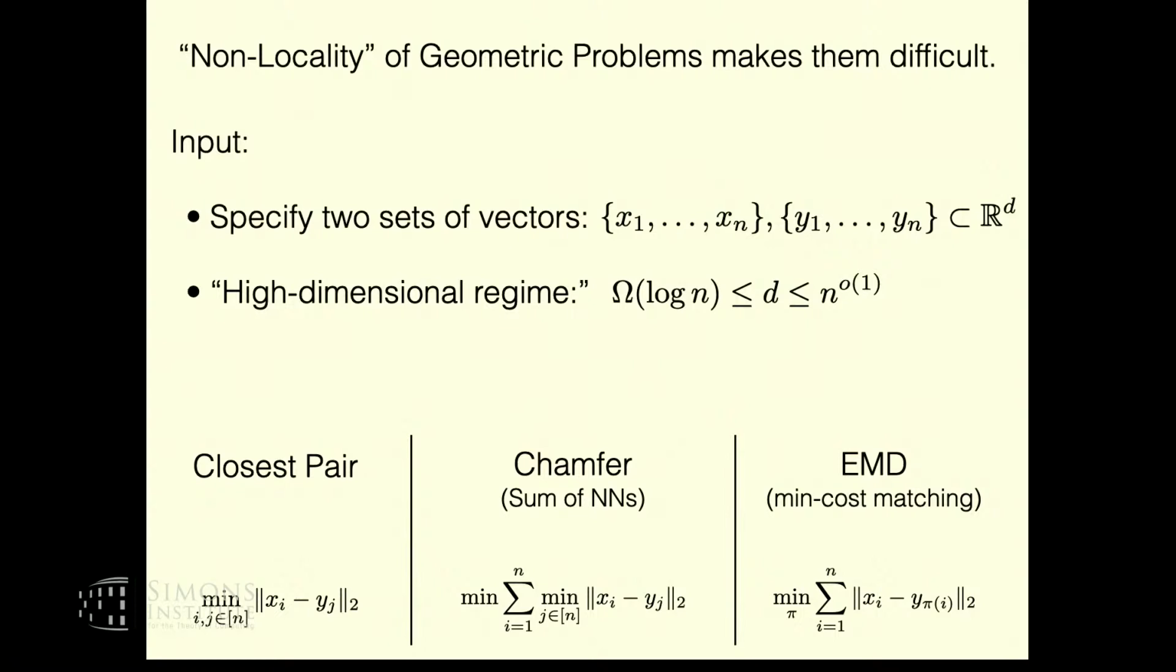And lastly, the main player in this talk is the Earth mover distance. I think of it as the more complex version of this problem. Now you also want, for each point in x, a corresponding distance to something in y, but there's a matching constraint. So I'm minimizing over all permutations pi the sum of distances from xi to the corresponding matched point in y.